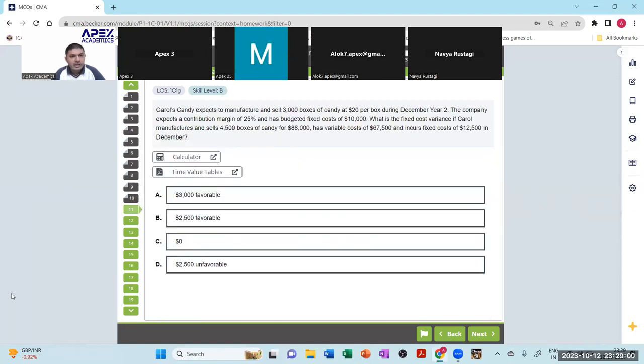Number 11. Carol's Candy expects to sell 3,000 boxes of candy at the rate of 20 per box during December of year 2. The company expects a contribution margin of 25% and has budgeted the fixed costs at 10,000. What is the fixed cost variance if Carol manufactures and sells 4,500 boxes of candies for 88,000 and has variable costs of 67,500 and incurs fixed costs of 12,500 in the month of December?